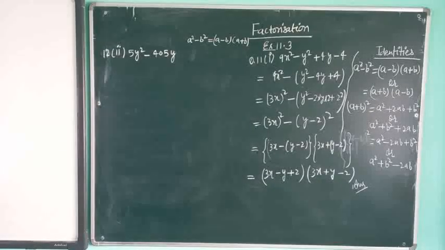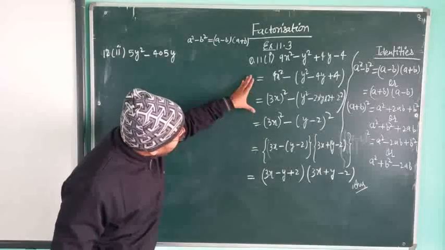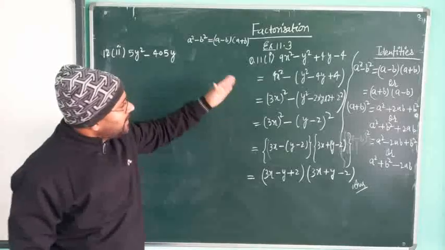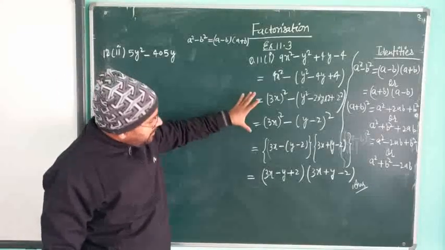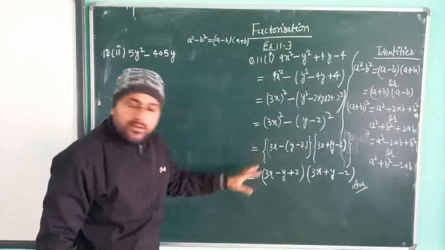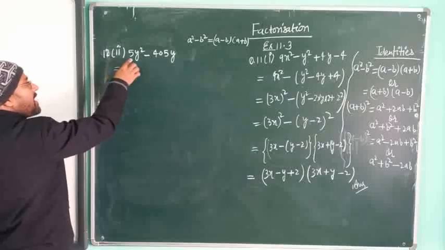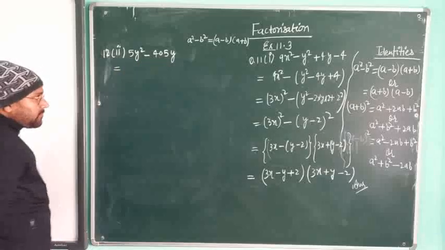Now I am going to solve question number 12. It's the second part. This one I think you understand. If there is any problem, you can ask me again. No, it is not a problem. If you do not understand, then you can ask me again and again. Okay, students. Now you can see this question: 5y square minus 405y.